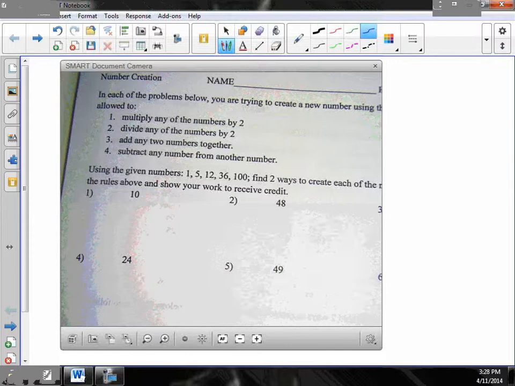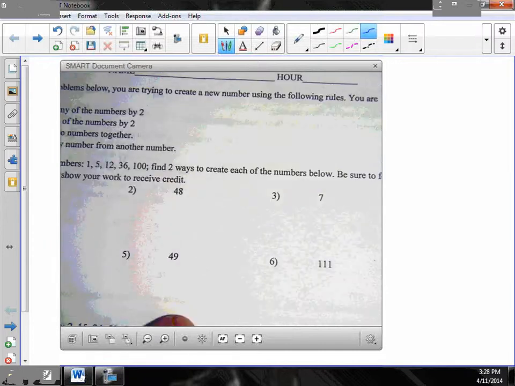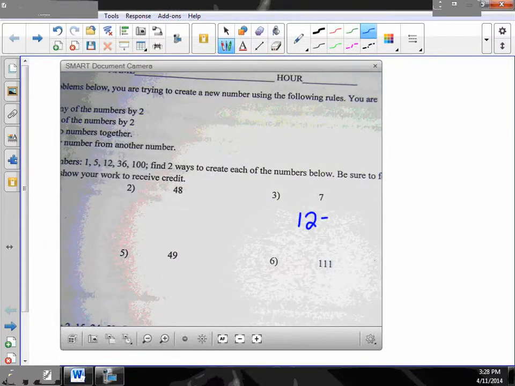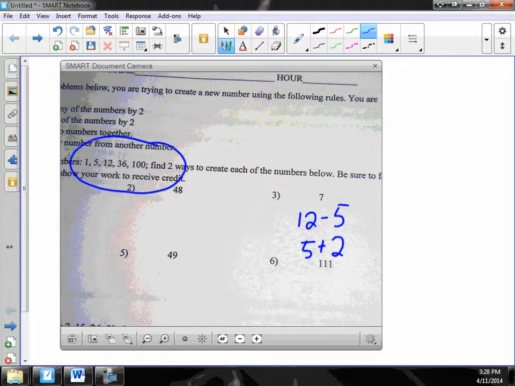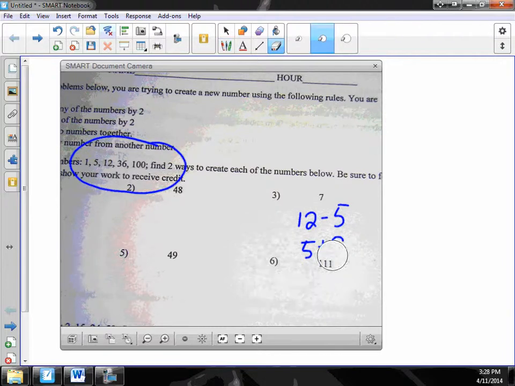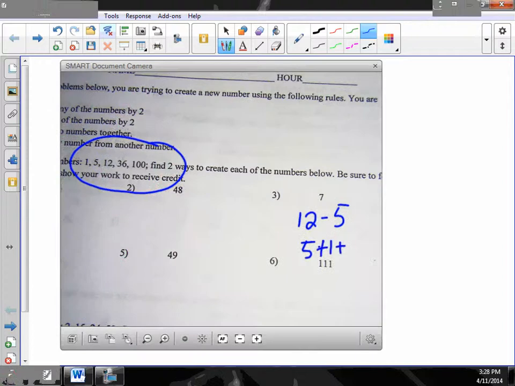So let's look at number 3. We could do 12 minus 7, or sorry, 12 minus 5 is 7. We could do 5 plus 2, but you're not allowed to add by 2 unless it's in the number list. 2 is not in the number list, but I do have a 1. So 5 plus 1 plus 1, that would work. And so on. So that'll take you through the first set.